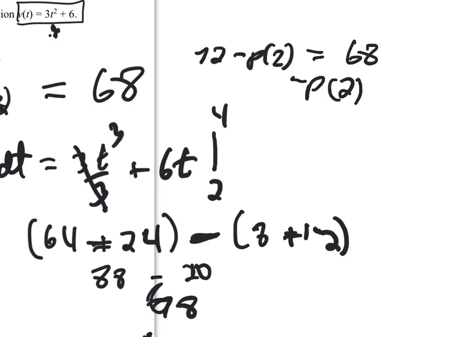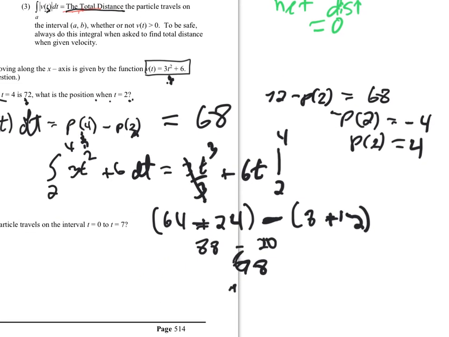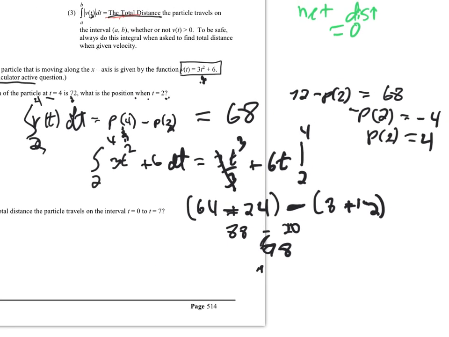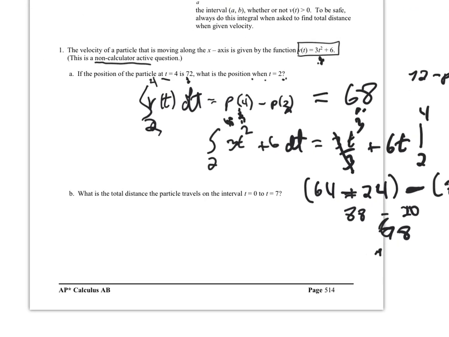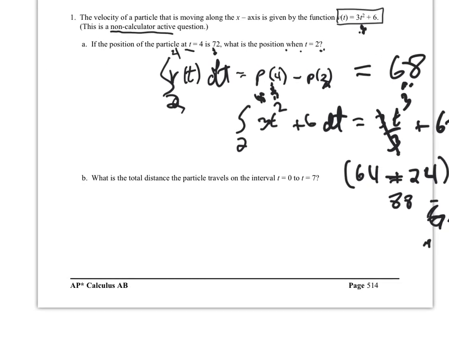P of 2 must be negative... how much? Negative 4. P of 2 must really be 4. You see all the work that was involved? You had to integrate for real, not find it with the geometry. That gave me the 68. We had to plug it back into the equation and solve it for the missing position that I didn't know.